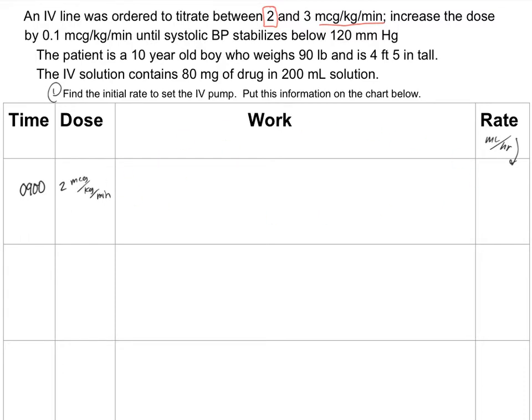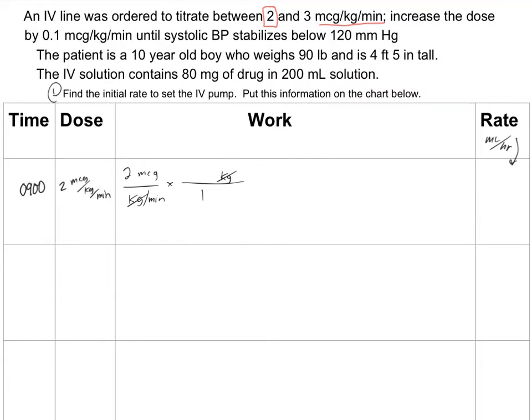So I'm going to convert micrograms per kilogram per minute into milliliters per hour. In order to do that, as we saw with critical care, I need to multiply by the patient's weight. So I'll start by writing my dose, 2 micrograms per kilogram per minute, and I need to multiply by the patient's weight in kilograms. If I do that, then I'll know the total number of micrograms per minute.